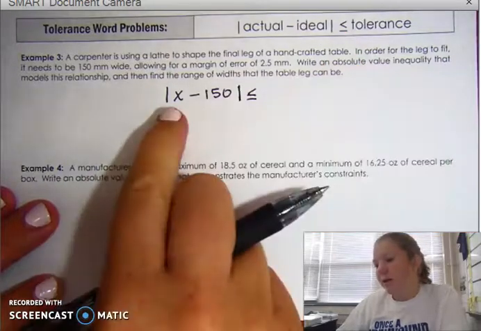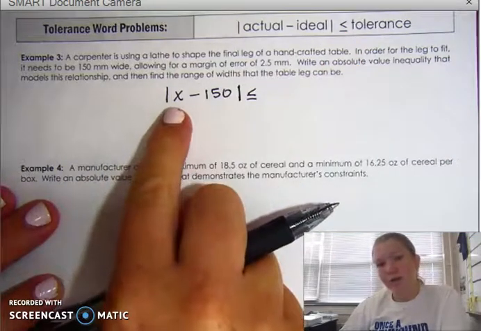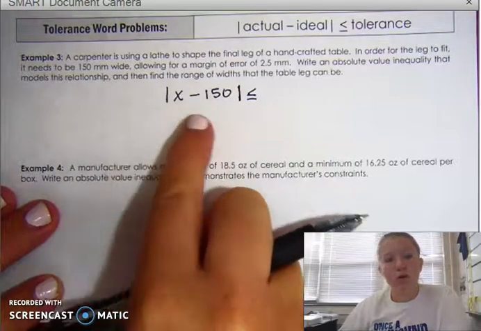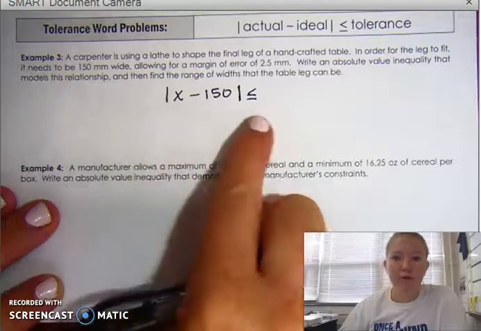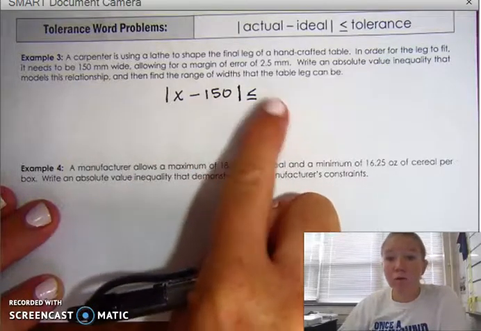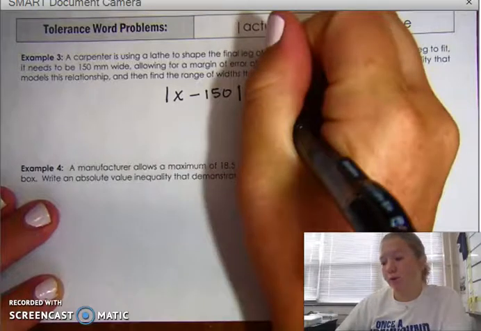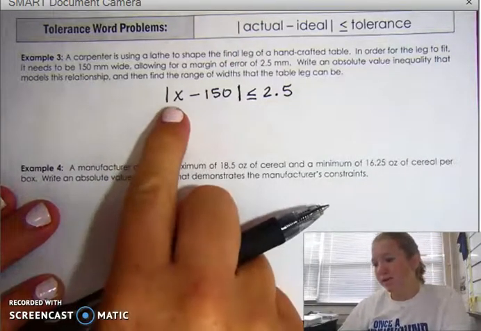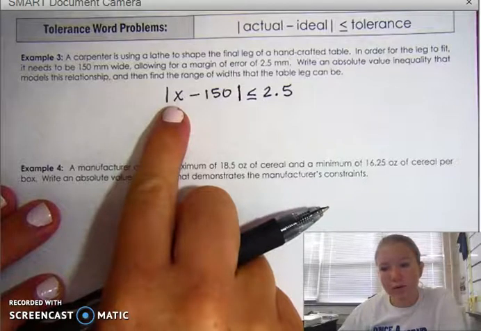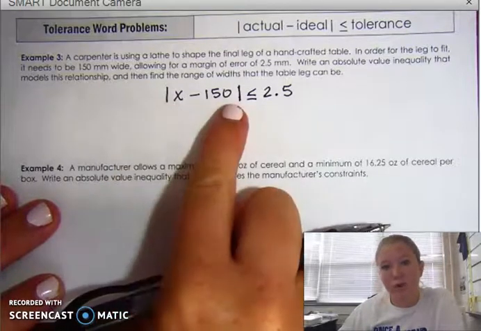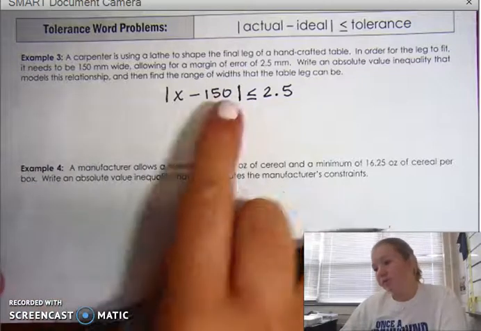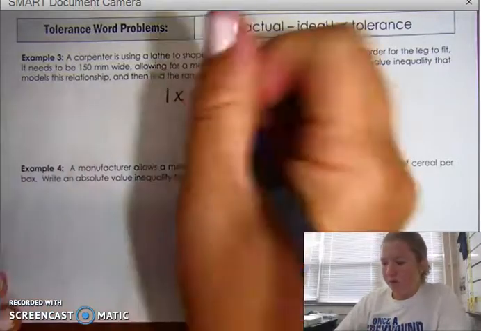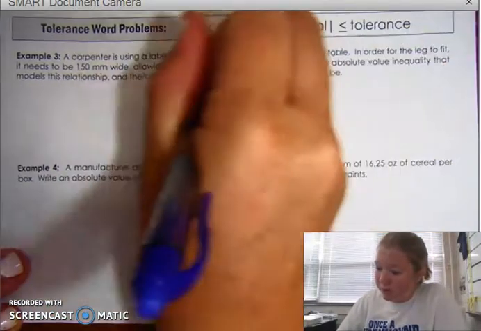So what we're basically saying is that the actual amount minus the ideal amount, we don't want the absolute value of that value to be any more than the margin of error, which is 2.5. So that's the tolerance. Okay, so this value could be less than 150 or greater than 150. We're thinking about the distance of that value from 150. Now, to solve this, to find the range of widths that the table can be, we would make our 2 inequalities. So this is part of your answer right here. I would go ahead and circle that.